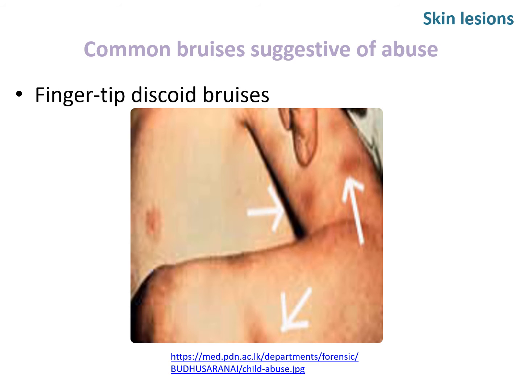Sometimes the fingertip discoid bruises are present on the front and back of the trunk, and this is evidence of the child being grabbed for shaking. The child is grabbed for shaking, so we can find fingertip discoid bruises on the chest and the back and front of the trunk.